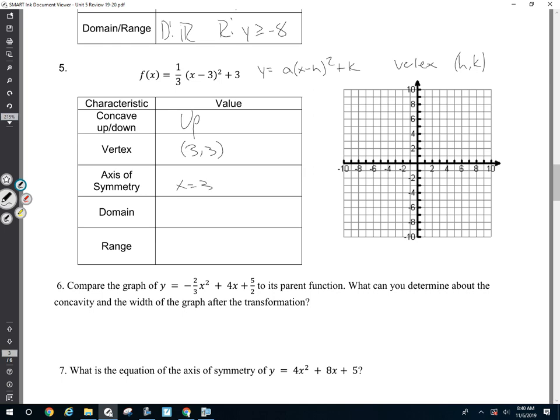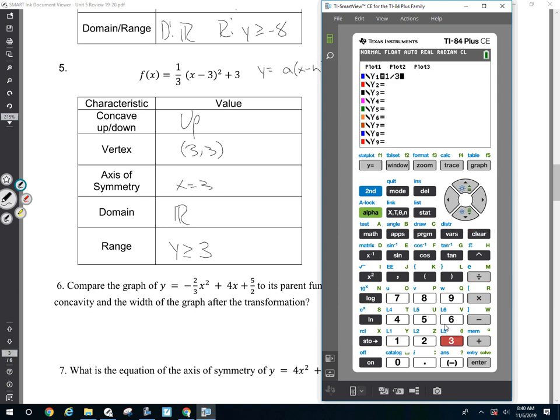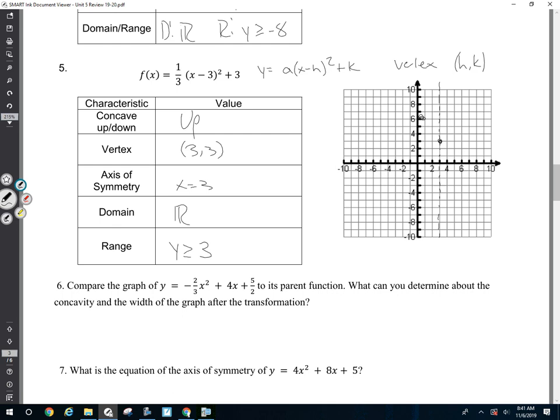Axis of symmetry will be through that coordinate of x equals 3. Domain, all reals. Range will be all of our y's that are bigger than or equal to 3. How do I know that? You could graph this again. Just find different points, graph it in your calculator: 1/3 times x minus 3 squared plus 3. You got 0, 6. So this is the 0, 6. I know it's going to be 6, 6, just using our symmetry. You can also confirm using your calculator.